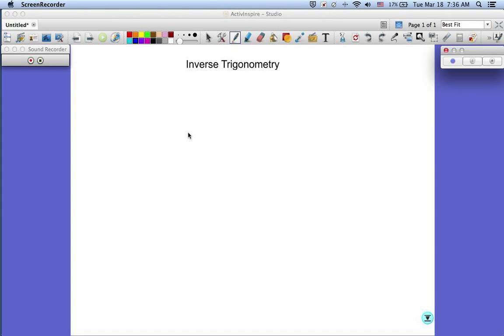Morning. Today we'll be talking about inverse trig, following up with what we talked about in class the other day. So we're going to look at quick graphs here of what we'll start with, sine.